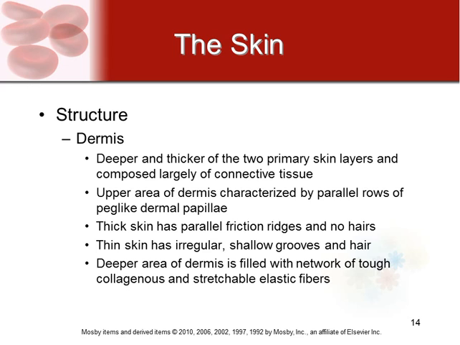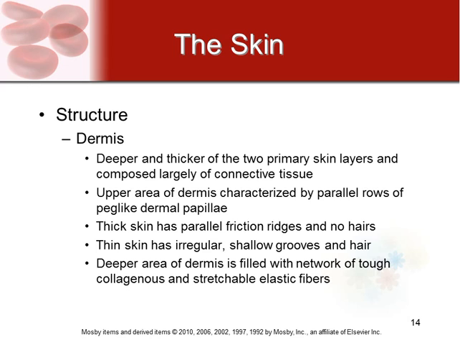So now we've talked about your epidermis, let's talk about your dermis. So your dermis is a deeper and much thicker layer out of the two layers of the skin. It's composed largely of connective tissue. So the upper area of your dermis is characterized by these parallel rows of dermal papillae. And they're little peg-like things.